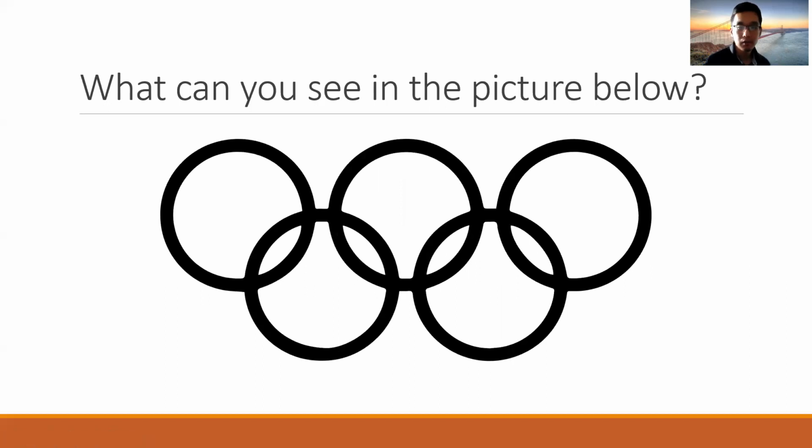This picture has 5 circles. That's 5 circles. They are together, right? So that's what we can see.